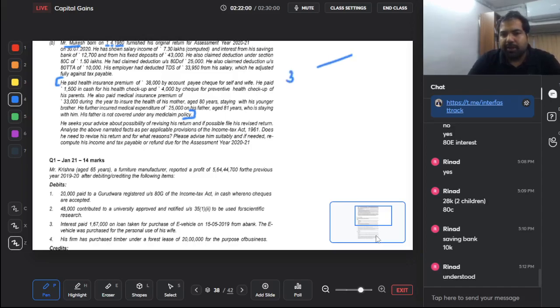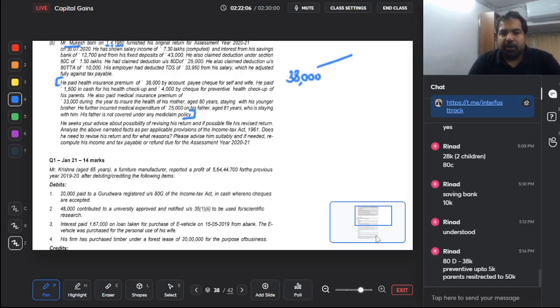So this is the first category. 38,000, can he take? Looks like a senior citizen, can definitely take. He paid 1,500 in cash for health checkup. Guys, does he have a limit left? Yes, a limit left. So I'm using 1,500 here for health checkup as well. Out of my health checkup limit of 5,000, 1,500 has been used. How much is left? 3,500. And he paid 4,000 by cheque for preventive health checkup of his parents. Unfortunately, parents will not get 4,000, they will only get 3,500.